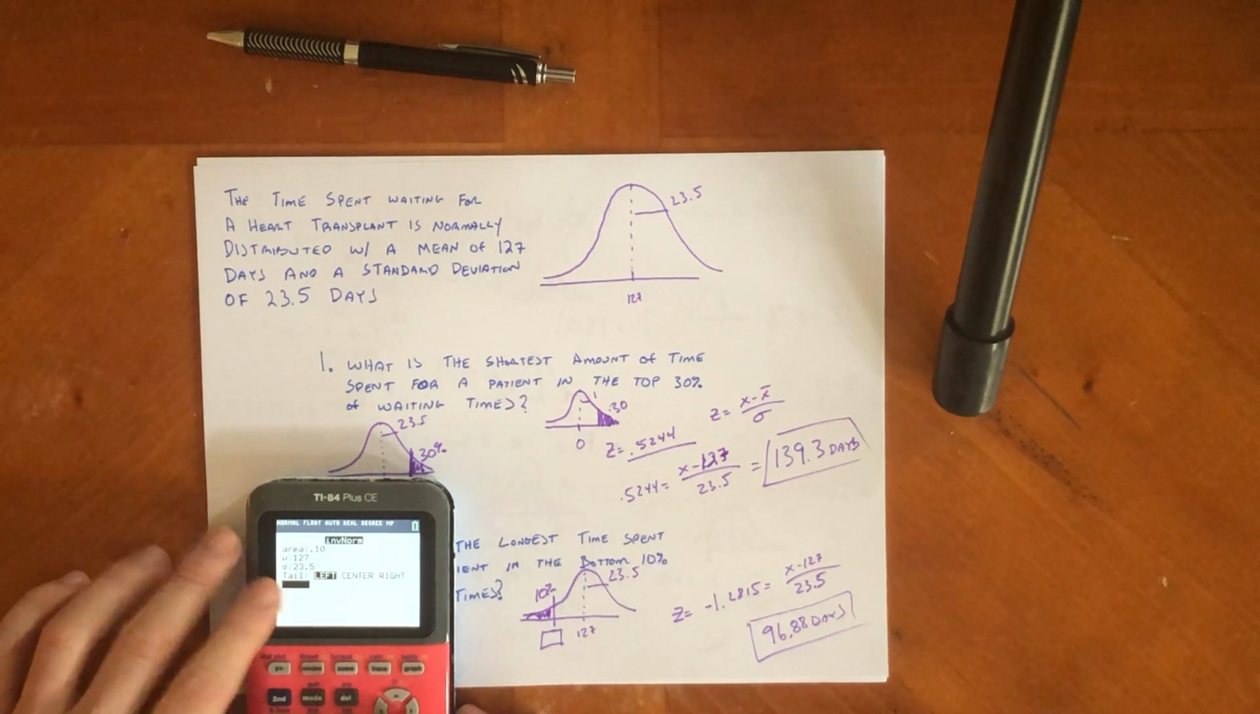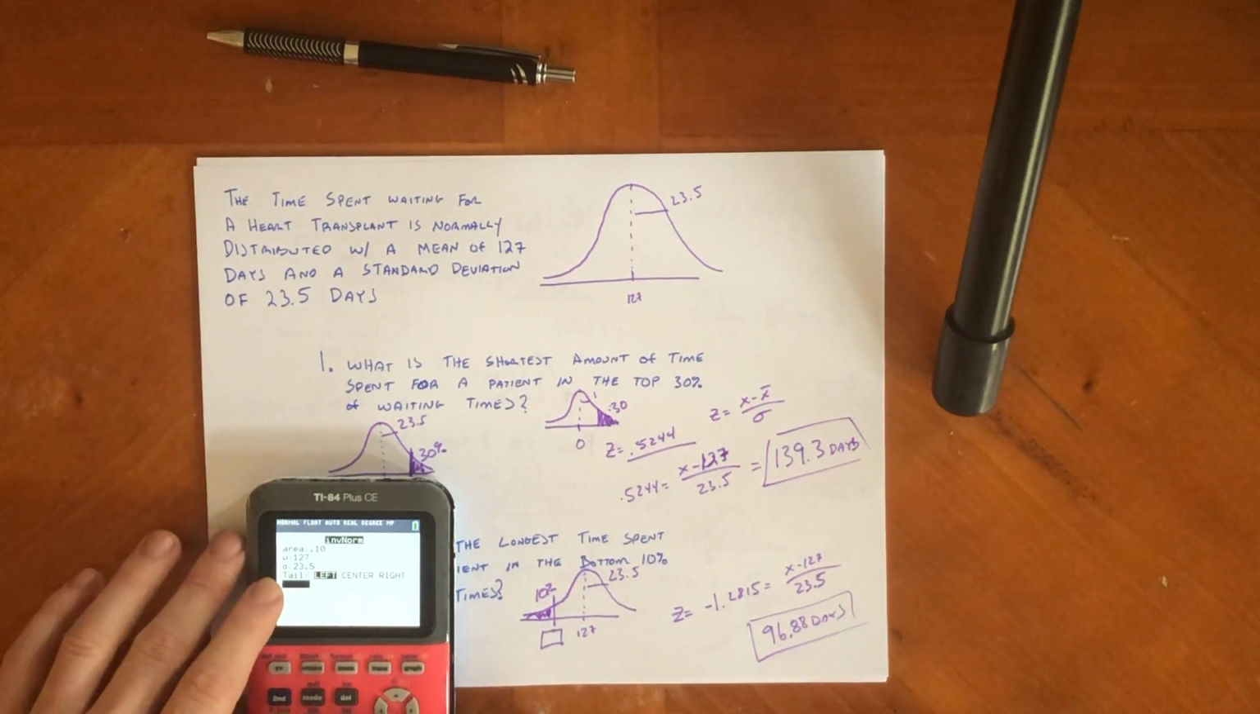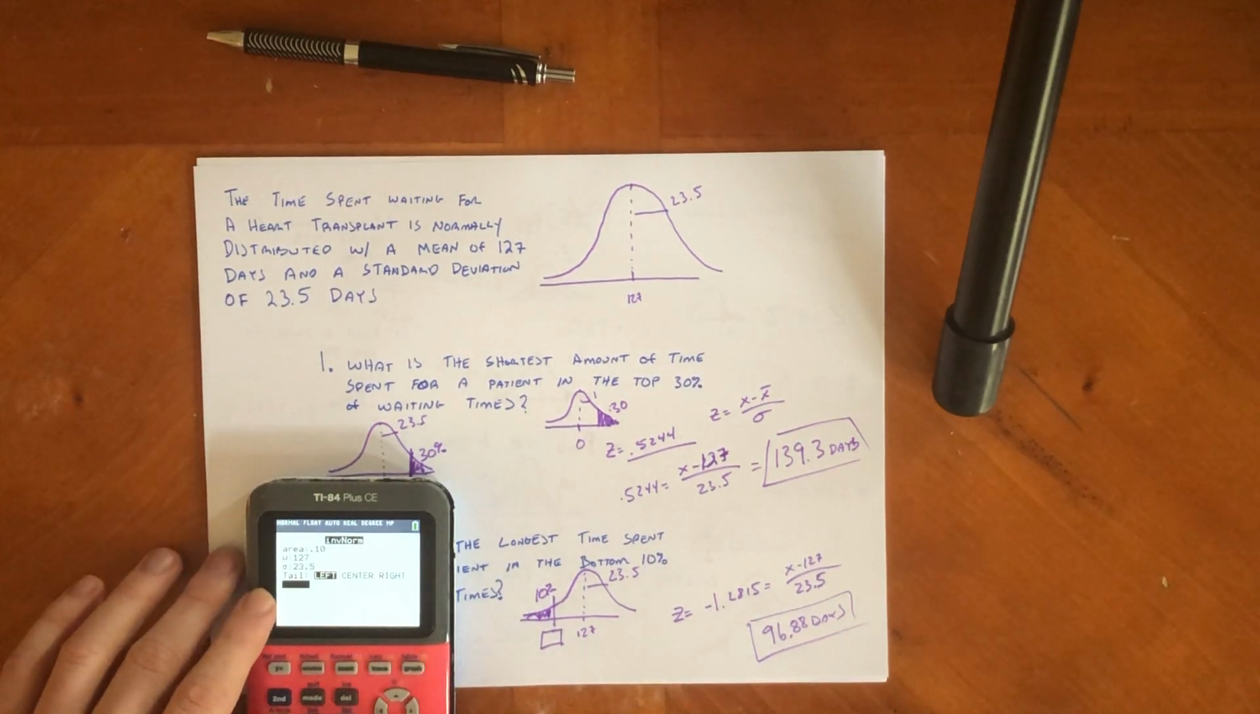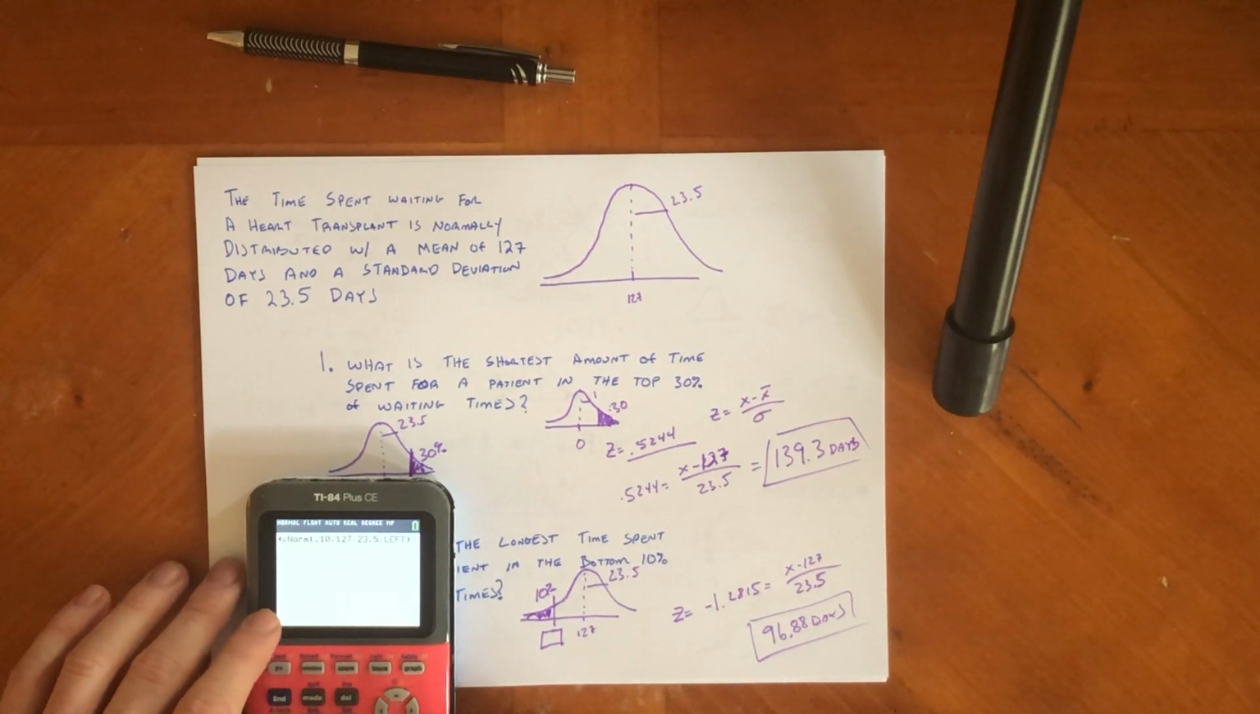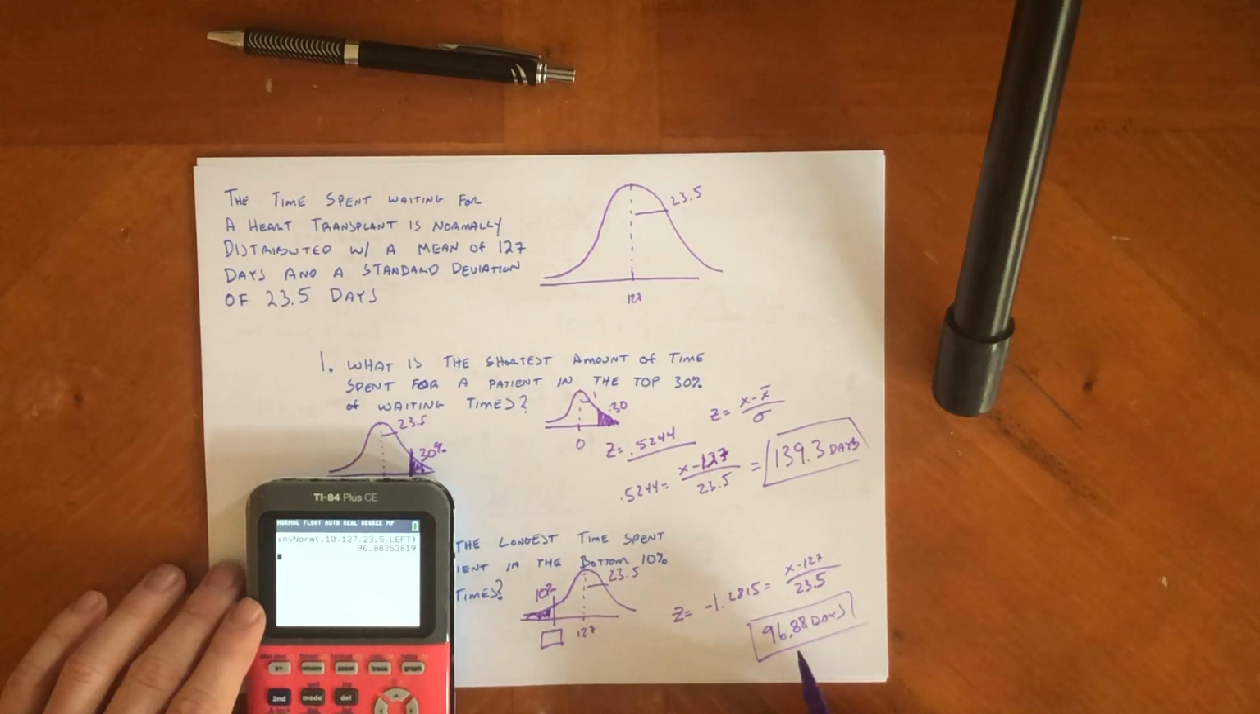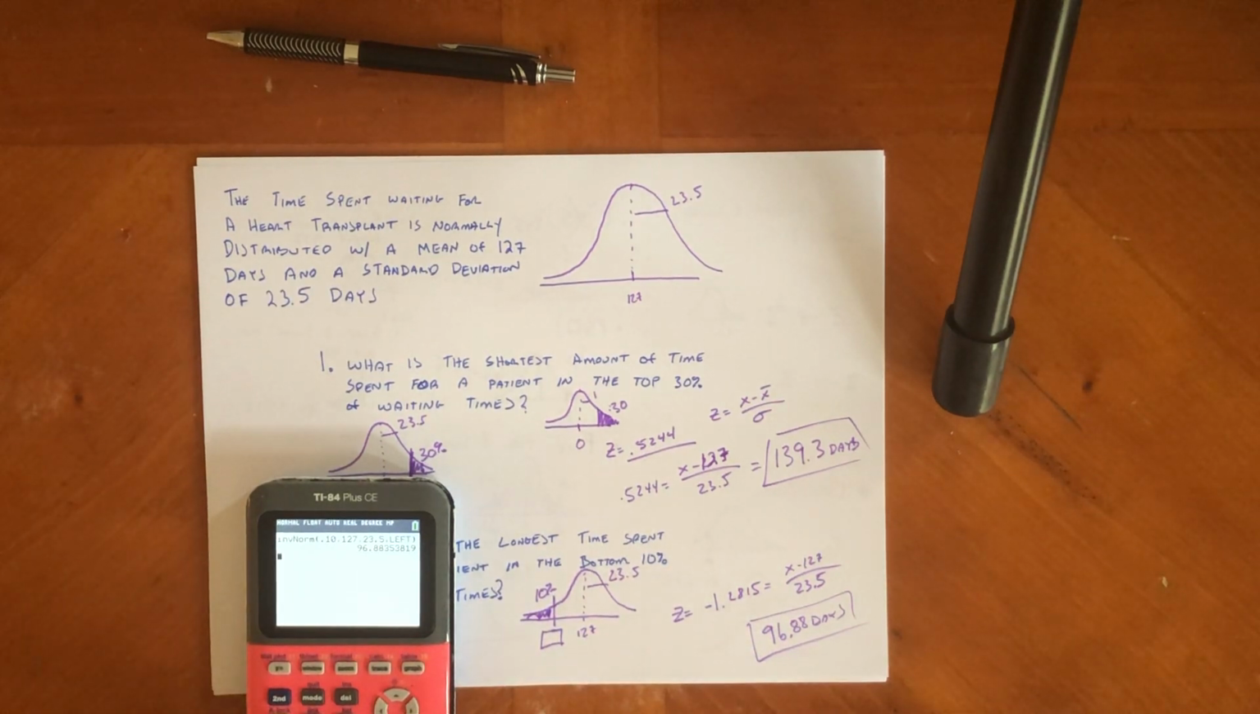So normally, I would always recommend defaulting to 0 and 1 because we always want z-scores, just makes everything easier. But if you don't like the algebra, you can obviously do it this way. You should get the exact same thing that we got over here.